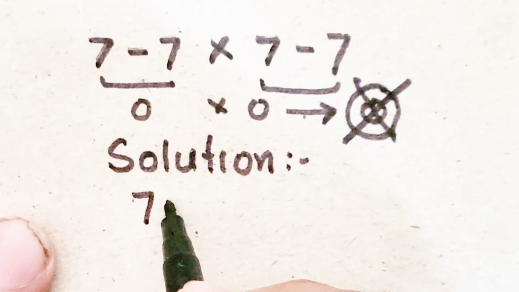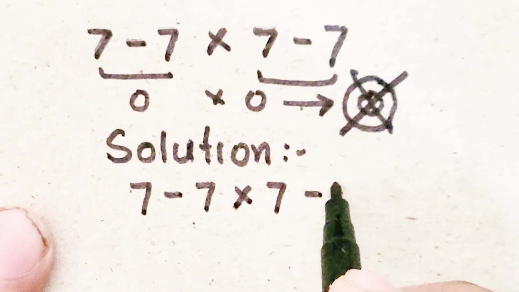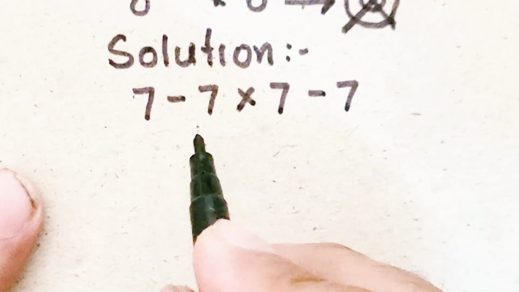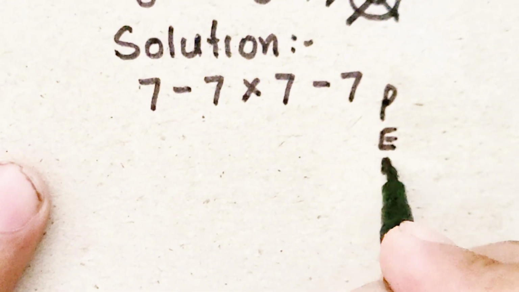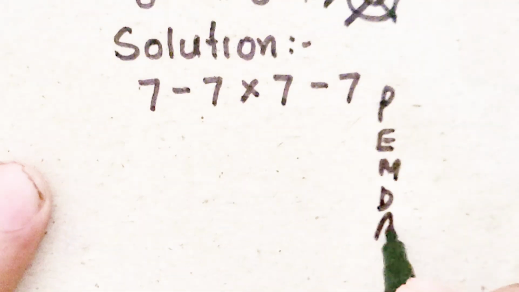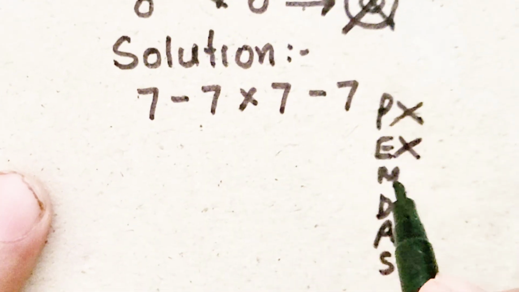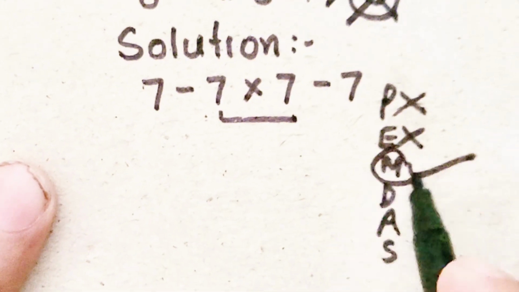We have subtraction, then multiplication, and again subtraction. So according to PEMDAS, which is the correct order of operations, we have to handle parentheses, exponent, multiplication, division, addition, subtraction in order. So first of all, multiplication will be our priority.